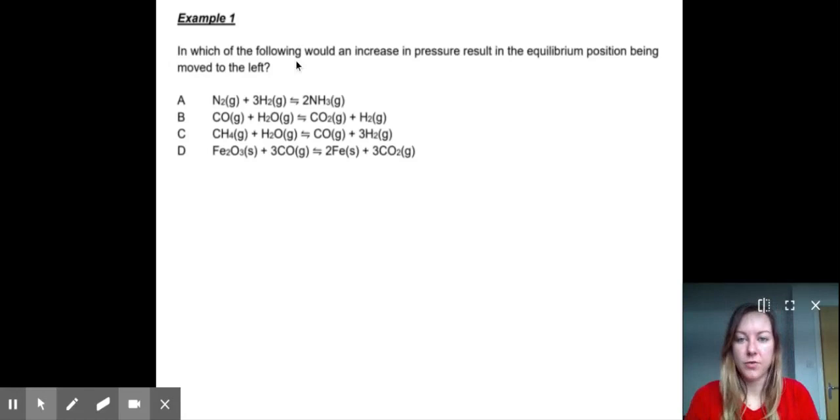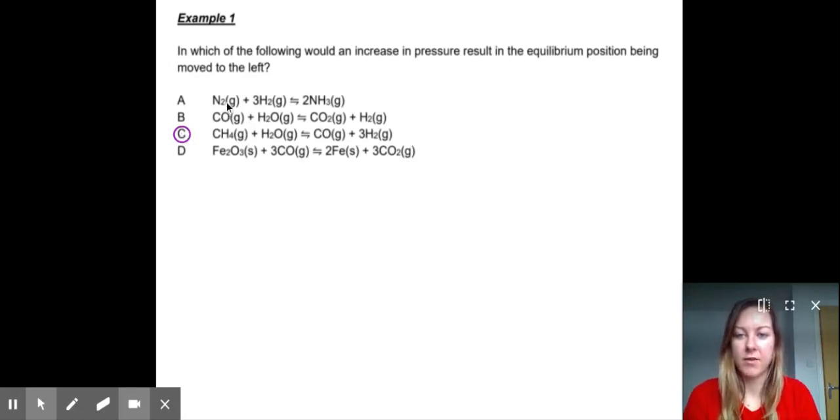So in which of the following would an increase in pressure result in the equilibrium position being moved to the left? So we are going to look for an equation where there are fewer moles of gas on the left than there is on the right. That happens to be C.